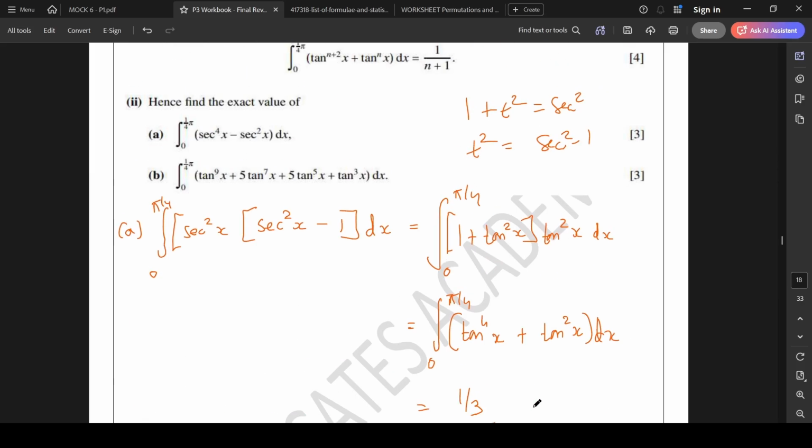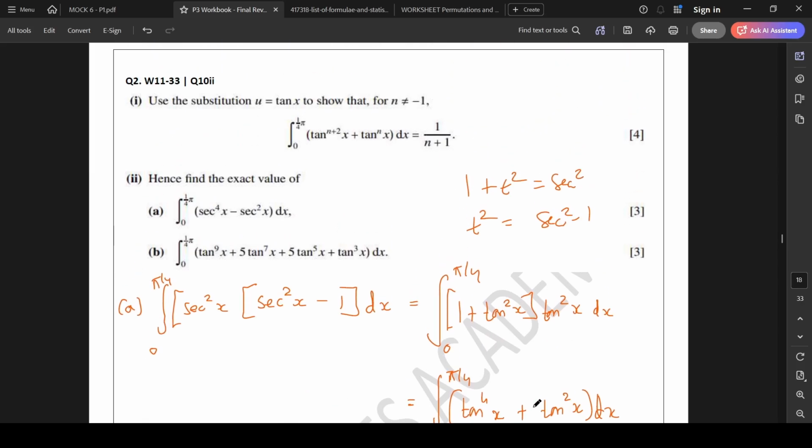So that is how you do this kind of unusual questions. It is all about manipulations. If you are good with the manipulations, everything is easy in P3.